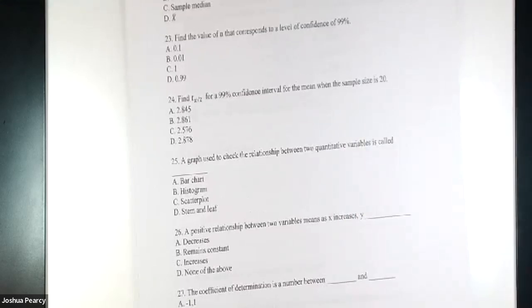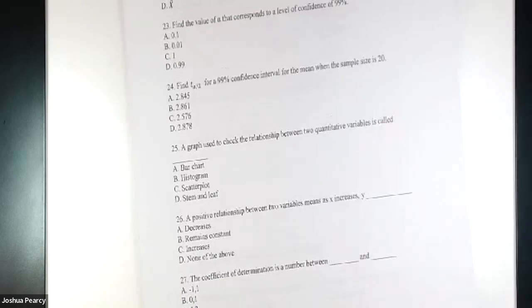A graph used to check the relationship between two quantitative variables is called a what? What did we do in chapter 10? Scatter plot. A positive relationship between two variables means as x increases, y what? Increases. That was actually a homework question, I'm pretty sure. The coefficient of determination is a number between what and what? There you go, 0 and 1. 1 and 1, that's just one number.